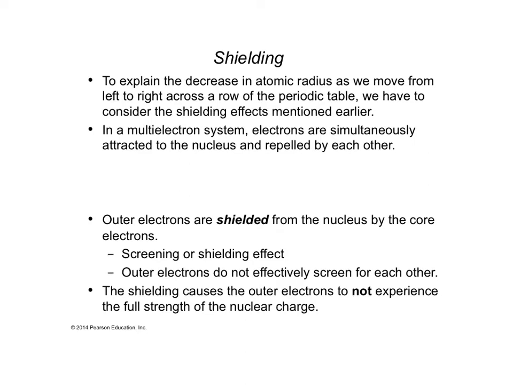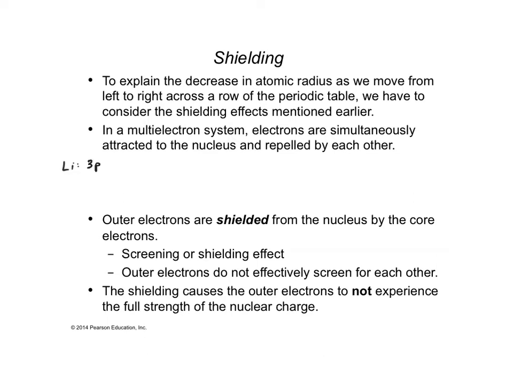Okay, so to try to explain why we see a decrease in atomic radius as we move from left to right across the periodic table, we're going to bring into account this concept that we introduced last chapter, which is called shielding. To reintroduce you to shielding, I'm going to invoke lithium as our little model. Lithium, if we look in the periodic table, has 3 protons in the nucleus.